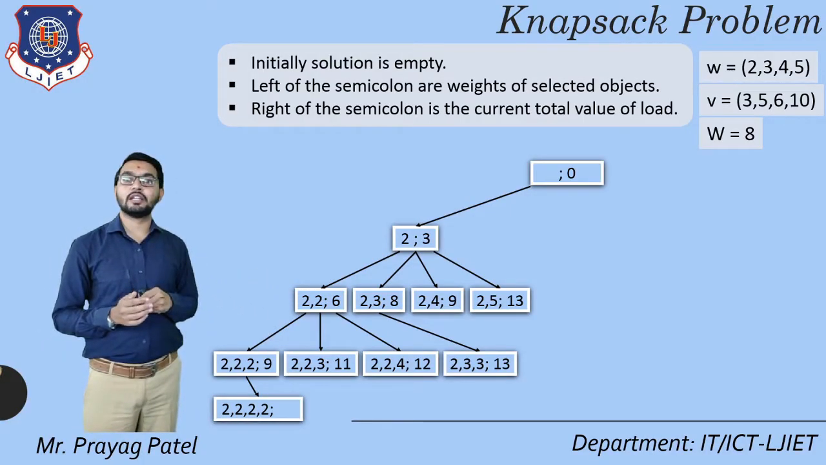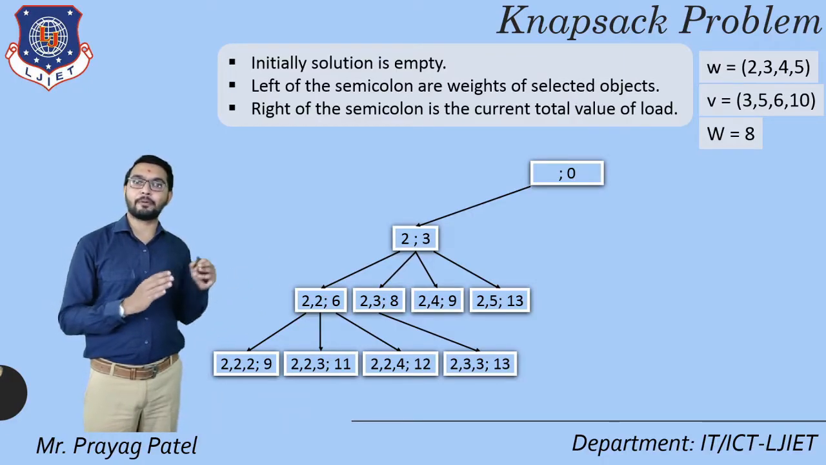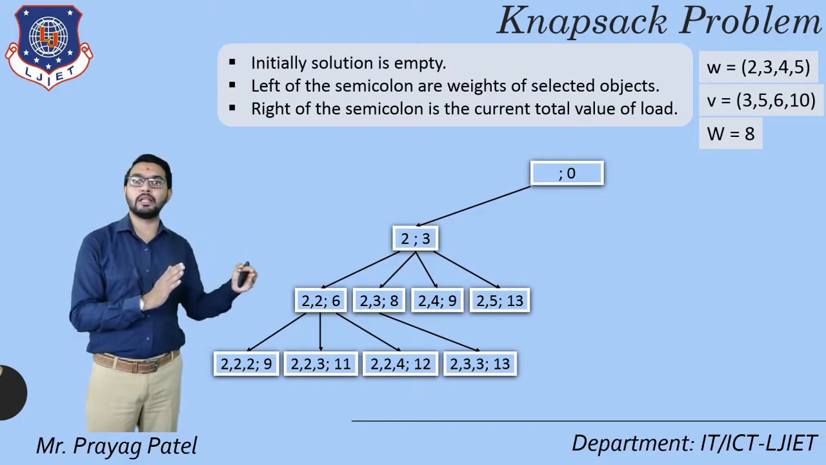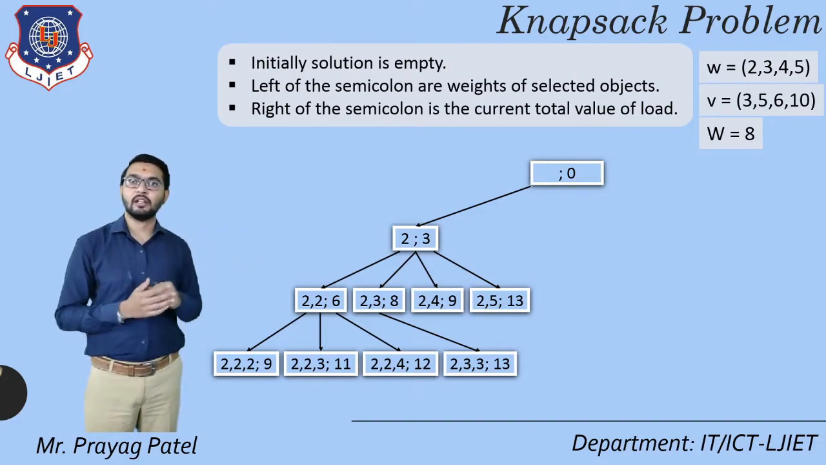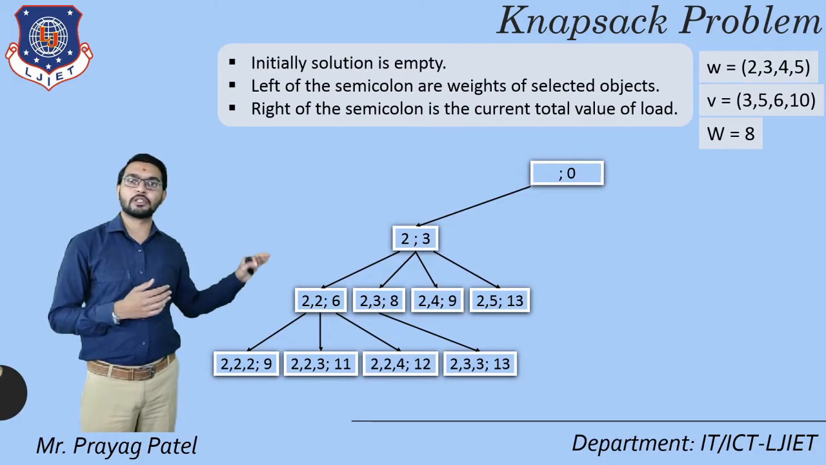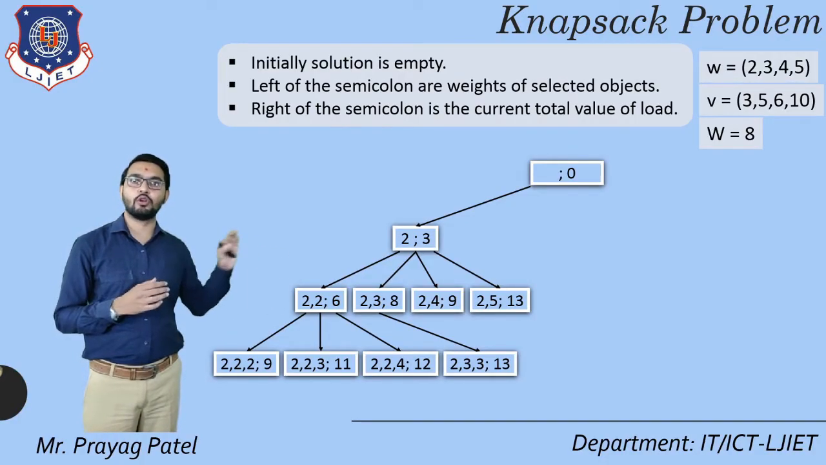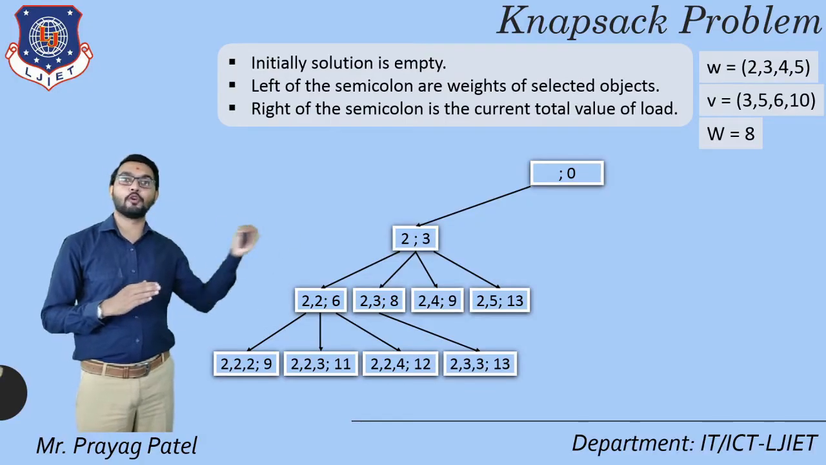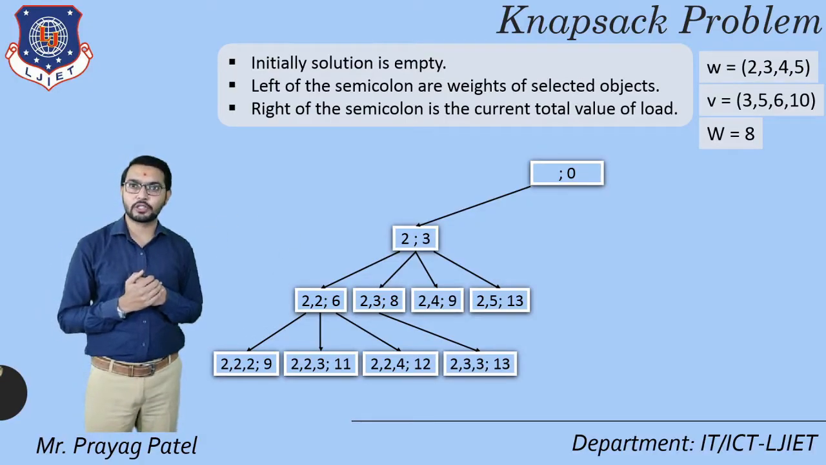Now consider another solution after the 2 3. 2 3 3 is possible, but 2 3 4 means weight is greater than 8, and 2 3 5 means weight is greater than 8. So not possible. In 2, 3 another solution is not possible. In 2, 4, also consider whether another solution is possible.